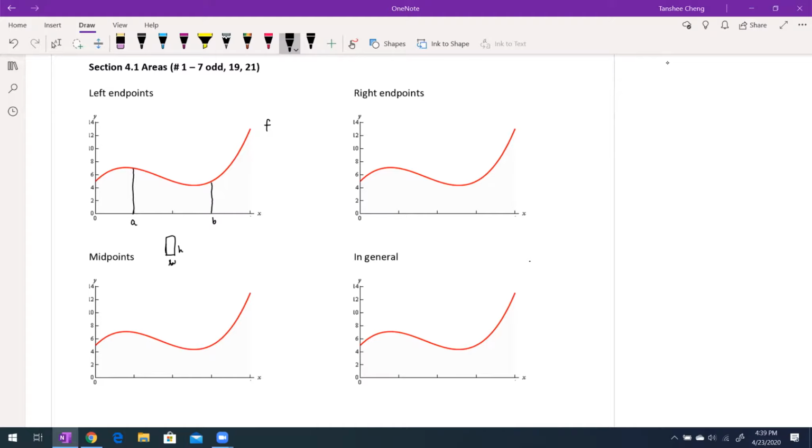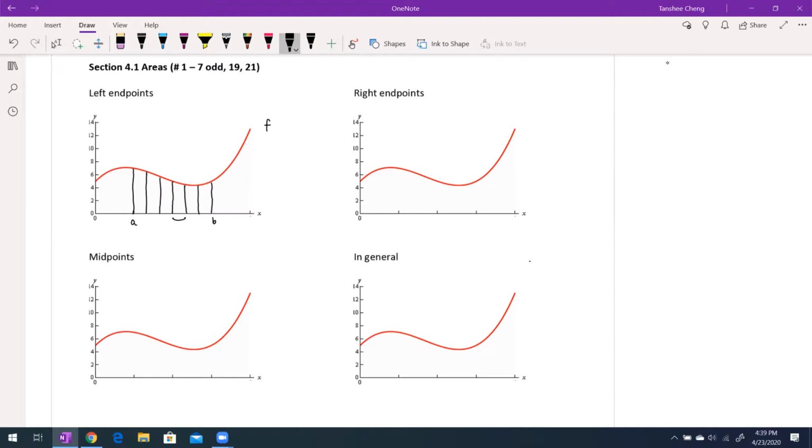So let's say I want to break it down into 6 rectangles in this interval between a and b. To make it equal width, that will look like this. Right? That's approximately equal width. So this width is the same as all of them right here. Those widths are equal. And what about the height? The height is where we're going to make different approximations.